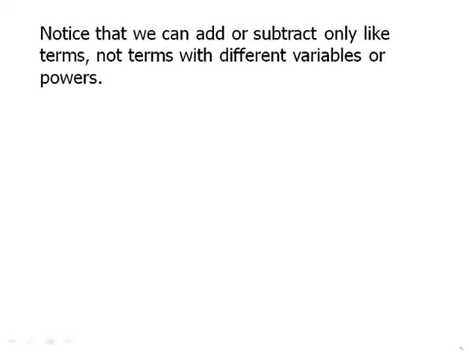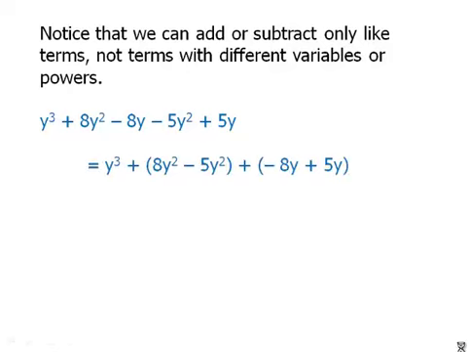Notice that we can add or subtract only like terms, not terms with different variables or powers. So if we look at this expression, we can't just add everything together because what we have here are different powers of y. So we have to group the terms by the like term, by the powers of y. The cubic, y cubed, is going to be by itself. We group the two quadratic terms and the two linear terms. And then within those groupings, we can simplify. So we get down to this simplified expression.